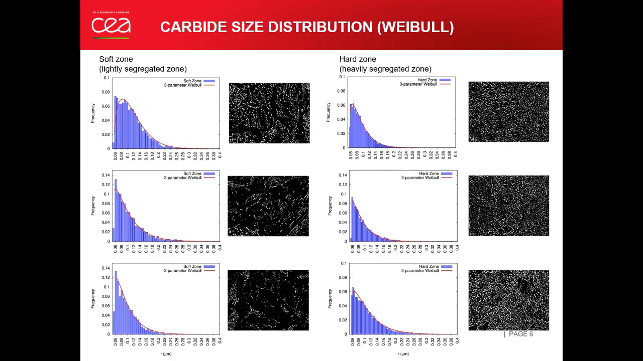The distributions of carbide size in the heavily segregated zone and in the lightly segregated zone are analyzed separately for each material based on binarized microscopic images and fitted with a Weibull distribution as shown here. This is a binarized image for each material, in the softer zone for these three images, and in the hard zone for these three images, and this is the distribution curve.